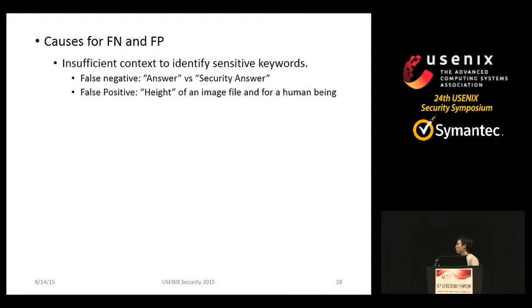One cause for the false positives and false negatives is that SUPOR does not have sufficient context to identify sensitive keywords. For example, security answer is a predefined sensitive keyword, but some apps only use answer in the UI, which is equal to security answer within that context. But answer itself is too general, and SUPOR doesn't consider it as a sensitive keyword for reducing false positives. But this sometimes causes false negatives.